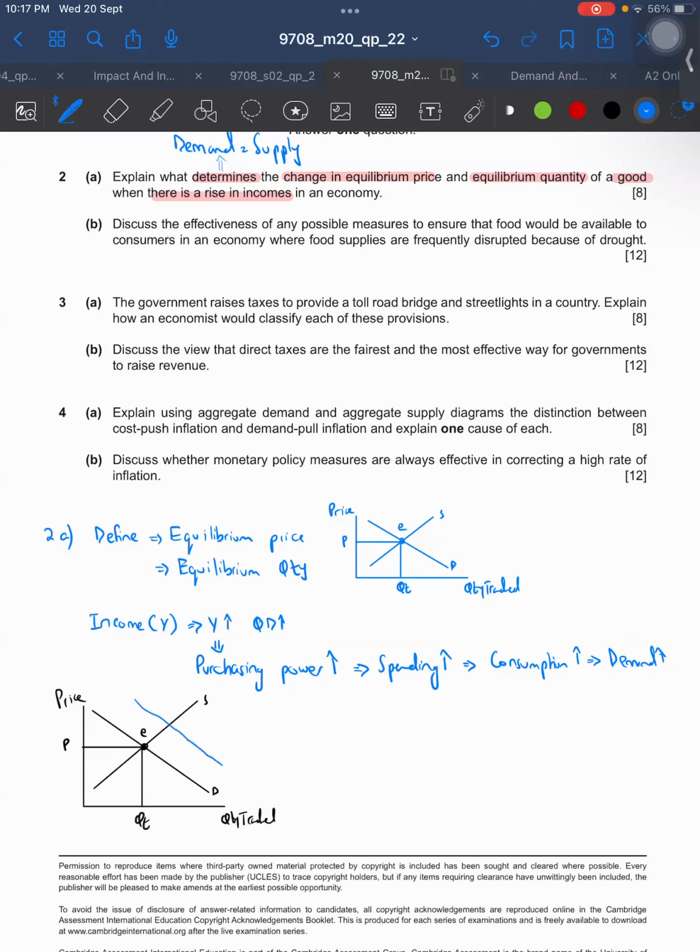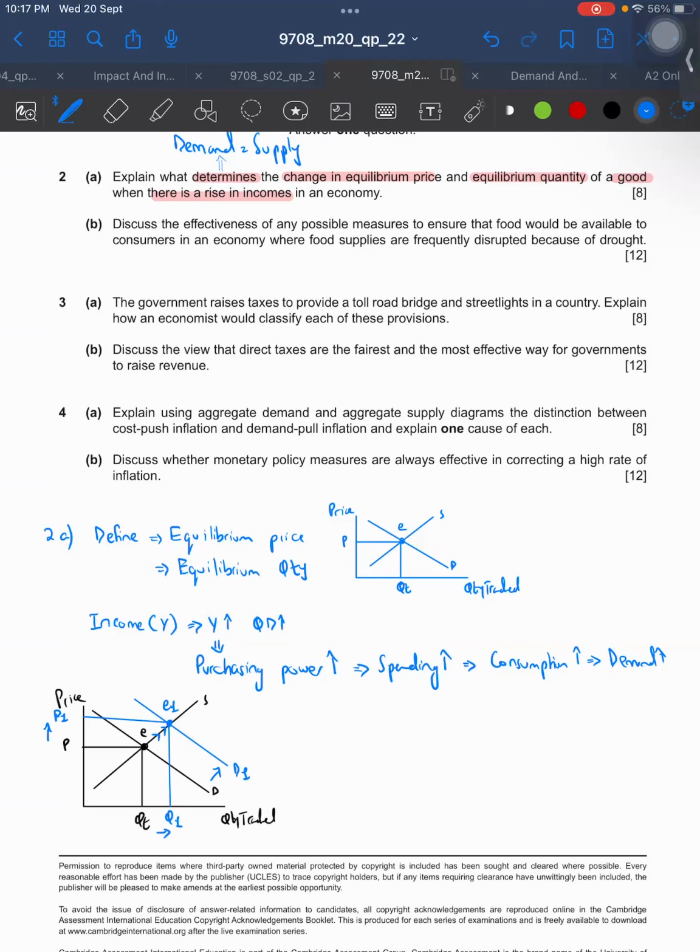Now I'll show the effect in the diagram of an increase in demand, because the incomes have increased. A rise in demand, or you can say a rightward shift from D to D1, showing it with an arrow, will result in the new equilibrium, E1, with a rise in price from P to P1, also known as the equilibrium price, and a rise in quantity traded from QT to QT1. Okay, is that clear? This is going to be the effect in the diagram.